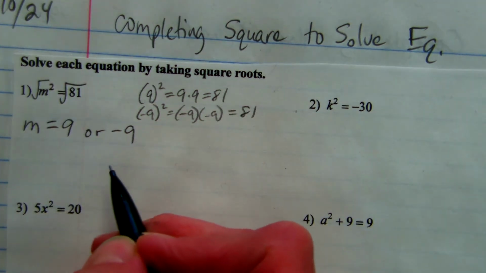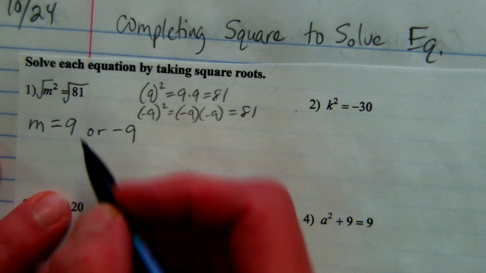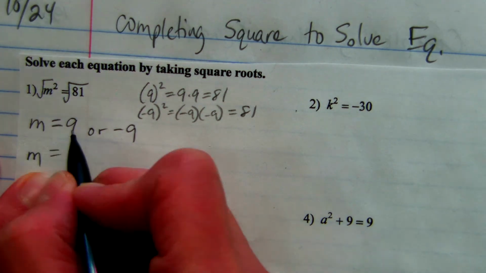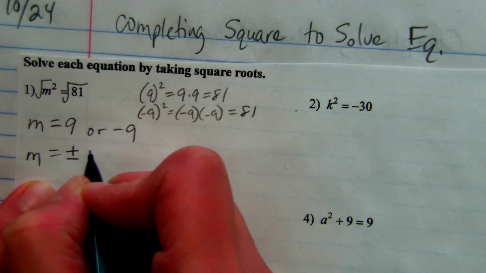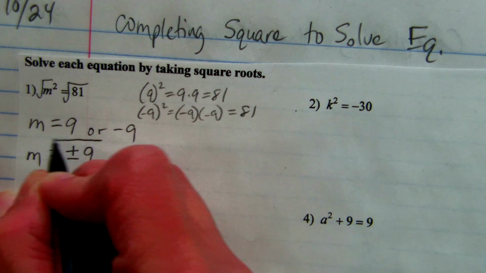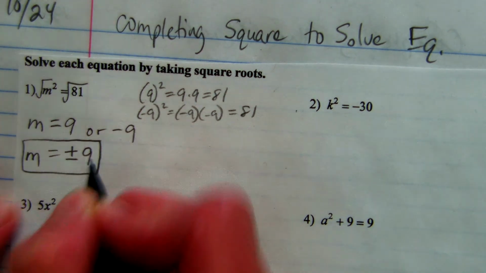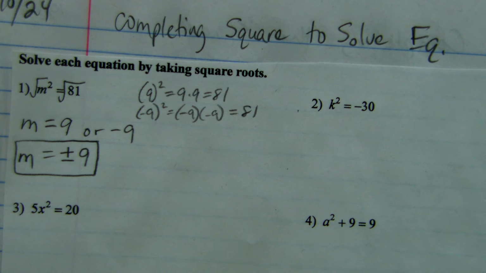And there's a special shorthand for writing both of these. If I don't want to write 9 or negative 9, you can do this, plus or minus 9. And that means you get positive 9 and negative 9 in one neat little short thing, which we like because then we don't have to do a whole lot of extra stuff.